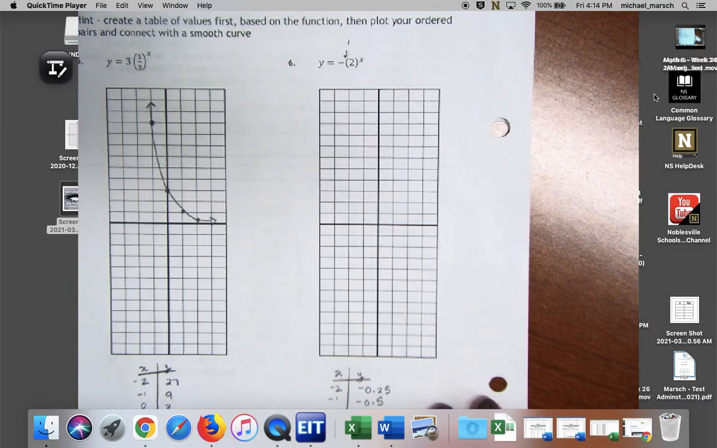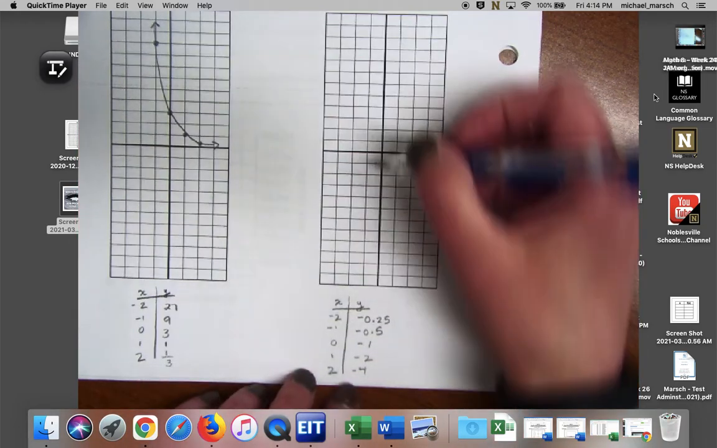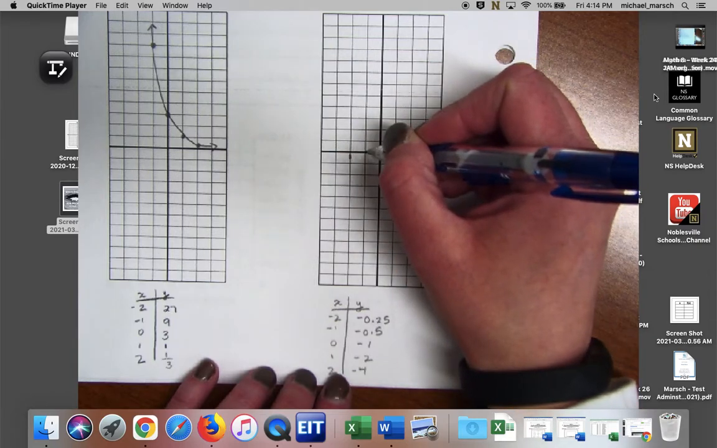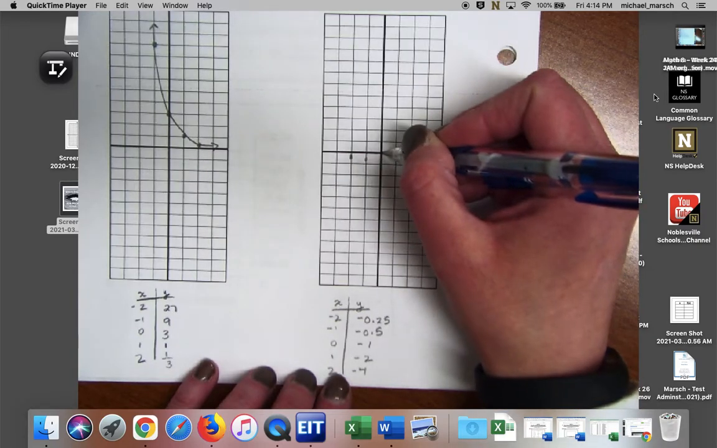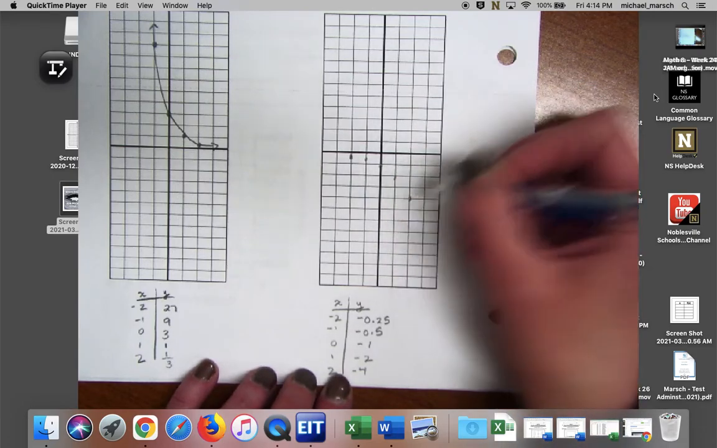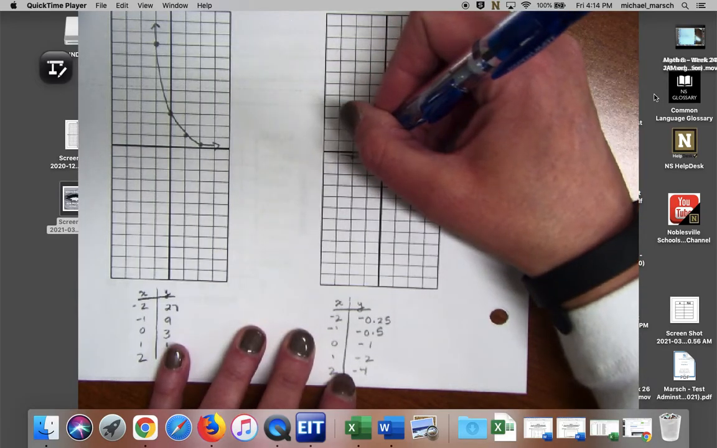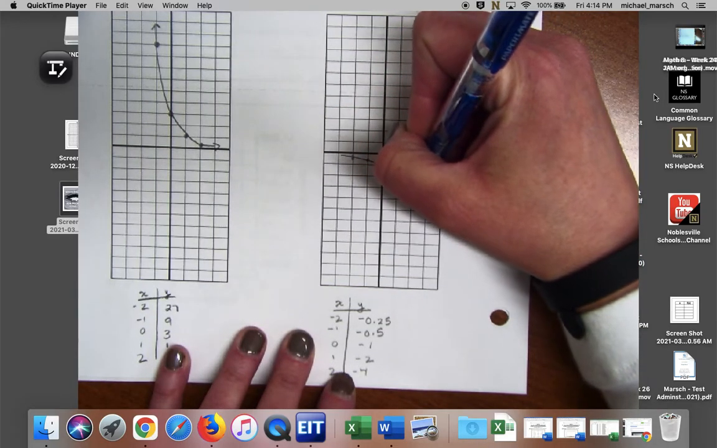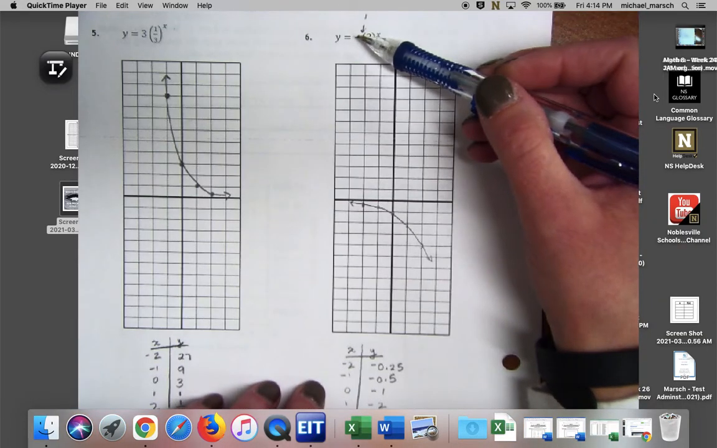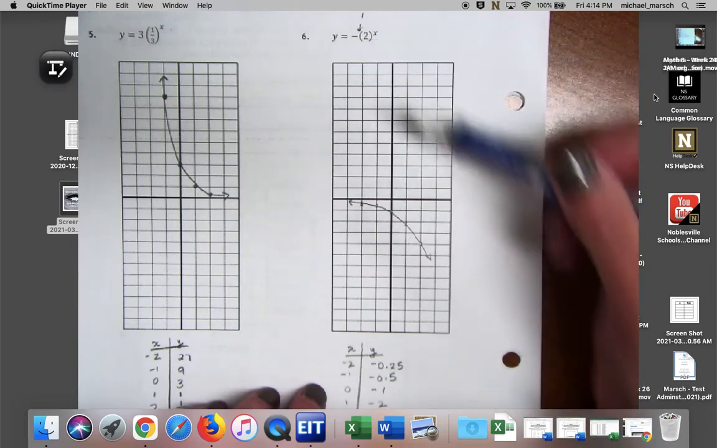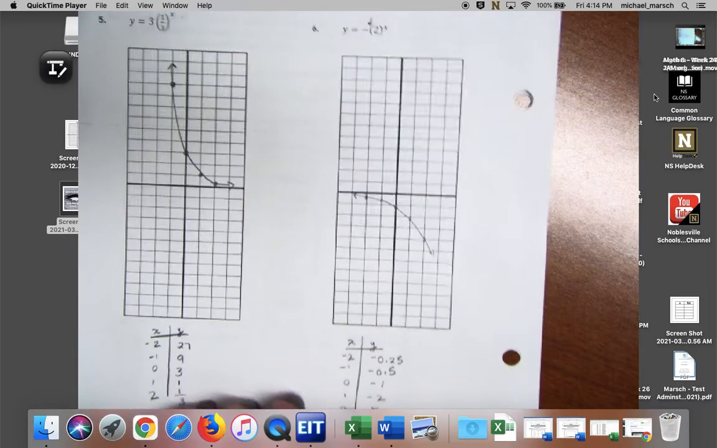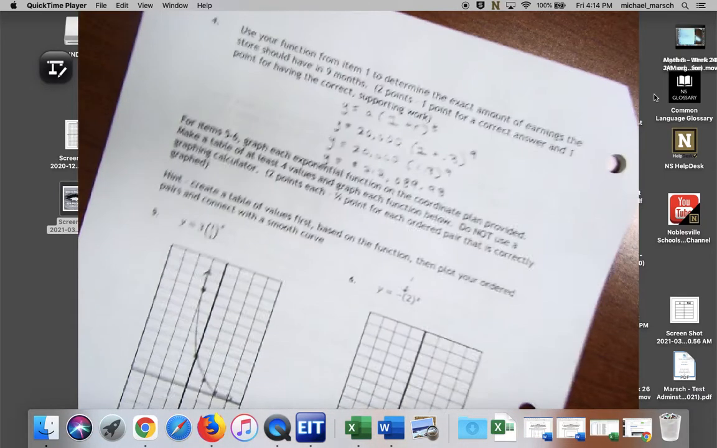So now let's go ahead and graph this. So I've got -2, -0.25, -1, -0.5, 0, -1, 1, -2, 2, -4. So I've got this smooth curve going that way. Remember, this negative sign also tells us that we should have a reflection over the x-axis. So that's why this is flipped over the x-axis and going that way. All right, next page.